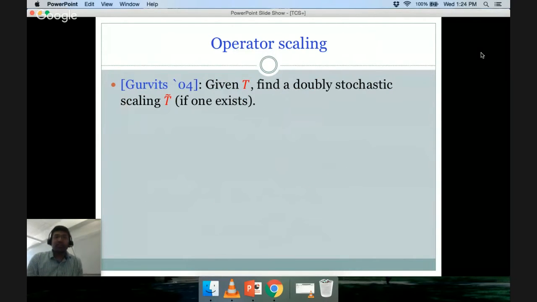And Gurvits in 2004 studied the following question: given a completely positive operator T, find a doubly stochastic scaling of it, if one exists. Right now it might seem like an exotic question, but as we'll see later, it has connections to deep questions in mathematics and TCS. So this is the operator scaling question.